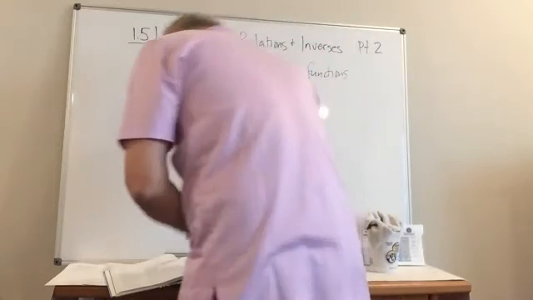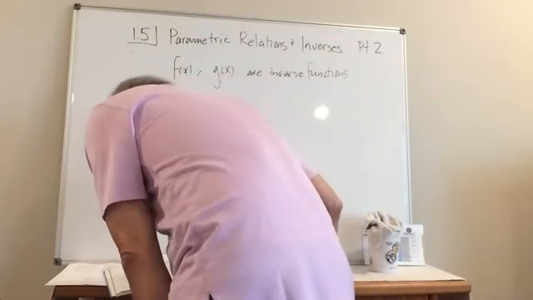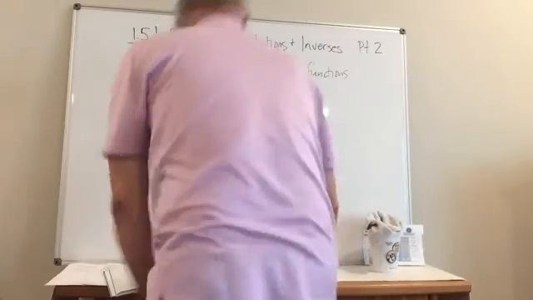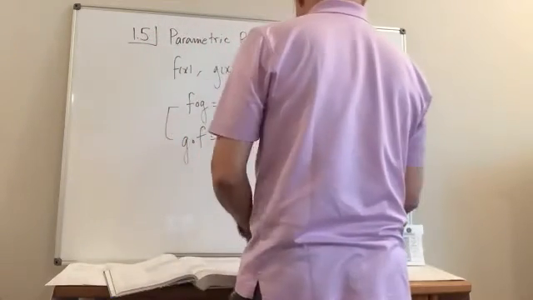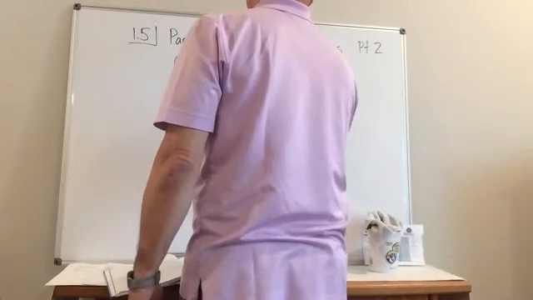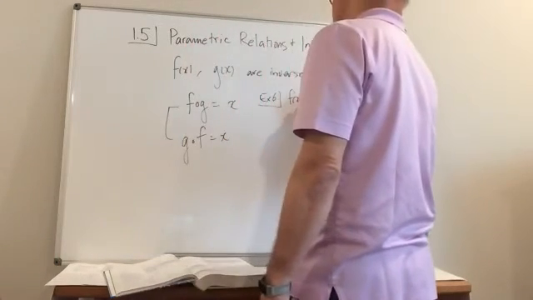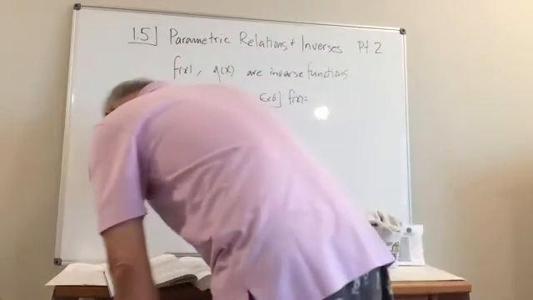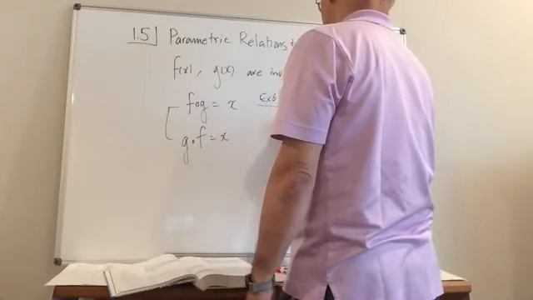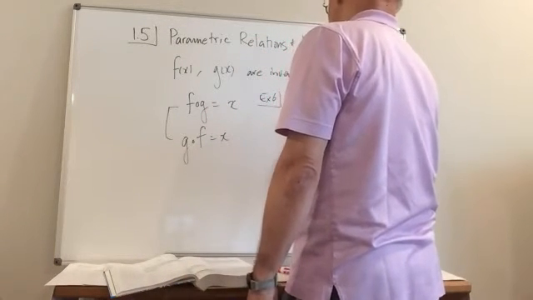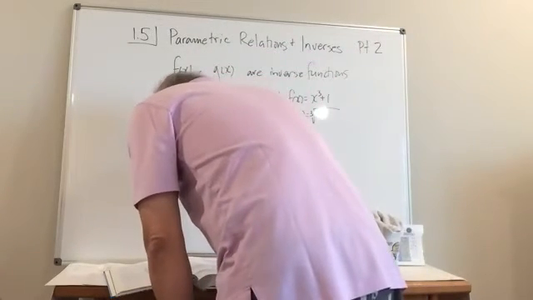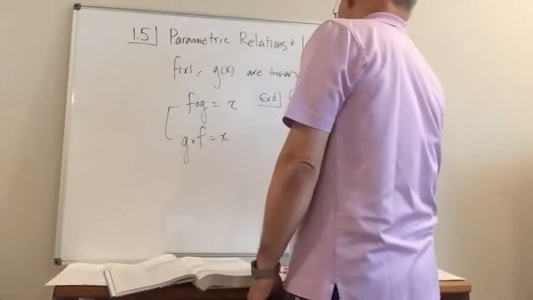So let's go to example number 6. It says, show algebraically that f of x and g of x are inverse functions. Okay, so let's see if we can do this. For example number 6, I'm given that f of x is equal to x cubed plus 1, and g of x is equal to the cube root of x minus 1.